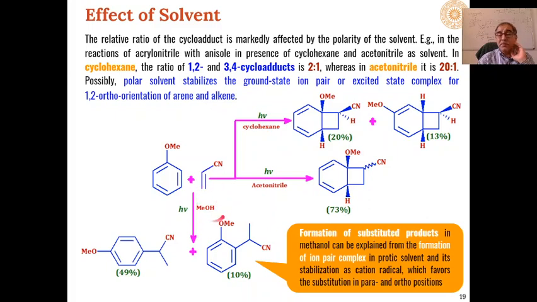Similarly, if we use methyl alcohol instead of acetonitrile, then we will get photosubstituted products instead of photocycloaddition products. So formation of these photosubstituted products is because in these cases exciplex formation is more stable, whereas in presence of methanol the formation of ion pair complex is more, and because of that the cation radical will be more stable. And this cation radical formation will lead to the formation of substitution products in ortho or para position instead of photocycloaddition. So we can see that the choice of solvent will very much determine whether photocycloadducts or photosubstituted products will be formed during such types of reactions.